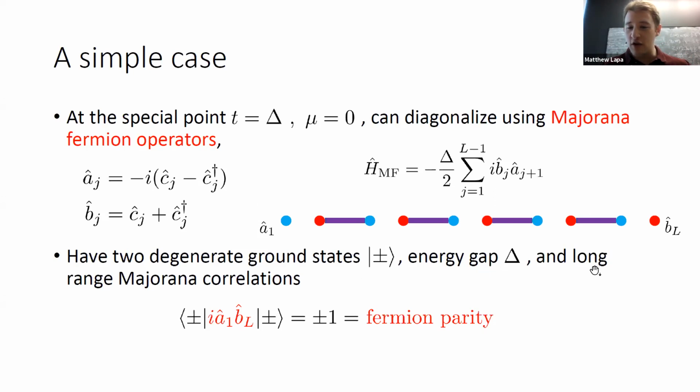And then it turns out that you also have long-range correlations in these ground states. If you take the expectation value of the product i times A_1 times B_L, it's equal to the fermion parity of the state. The thing to notice about this is that this correlation function stays finite even as the length L of the wire is taken to infinity. From this correlation, you can derive various known properties of these mean field models, such as this teleportation effect and also the 4-pi periodic Josephson effect. So this long-range correlation is a more fundamental property that is related to those effects.